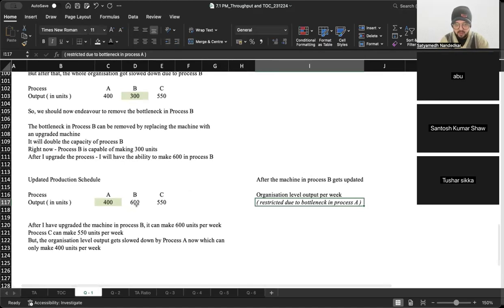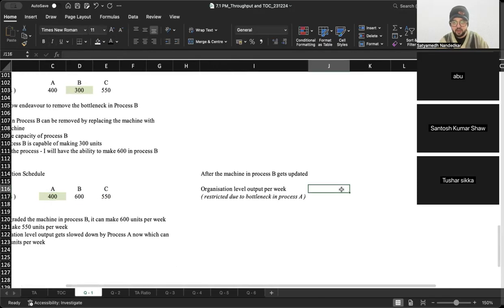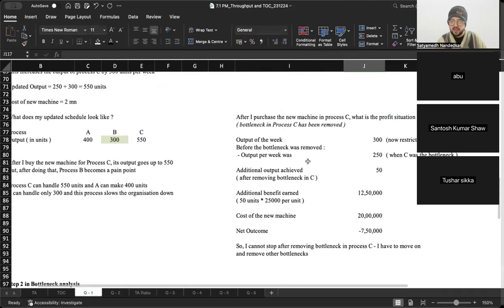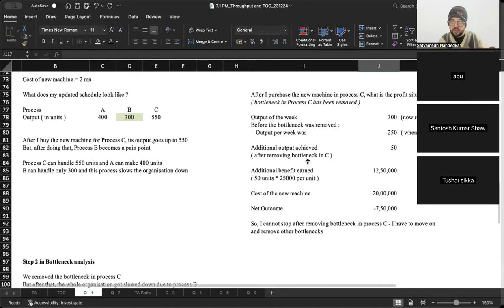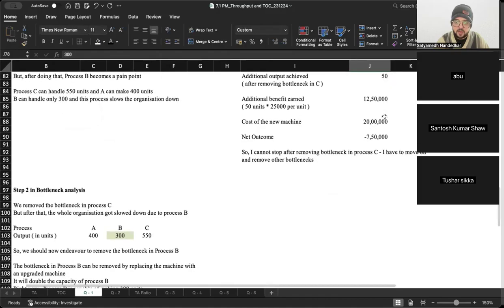Organization level output per week: B can make 600, C can make 550, A can make 400. At the previous stage, in step one of your analysis, your output was up to 300 from 250. You had brought it up to 300 when you removed the bottleneck in process C. So you were operating at 300 units. Now, after you removed the bottleneck in process B, the output has gone up to 400 units per week.